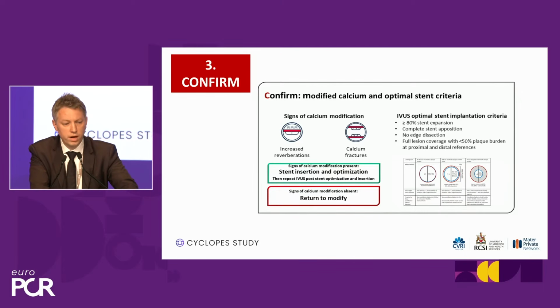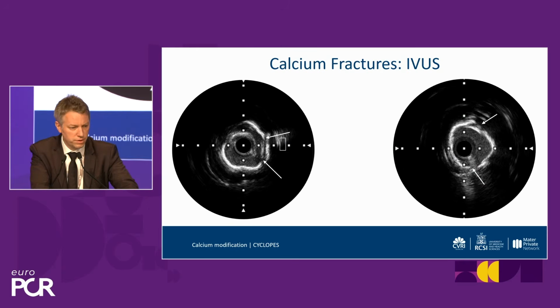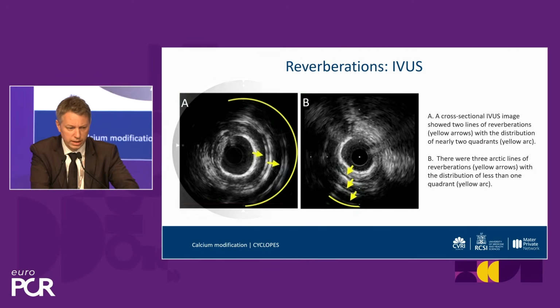There are some criteria for IVUS optimal stent expansion that I won't go into here in the interests of time. The findings we're looking for in IVUS, to recapitulate then, are calcium fractures with clear disruptions in the calcium, or an increase in reverberations compared to the baseline reverberations that were present.